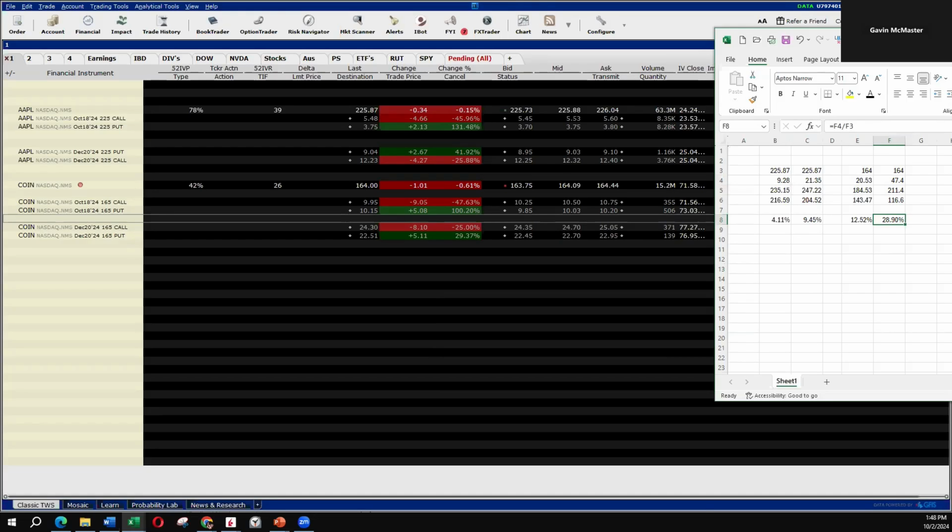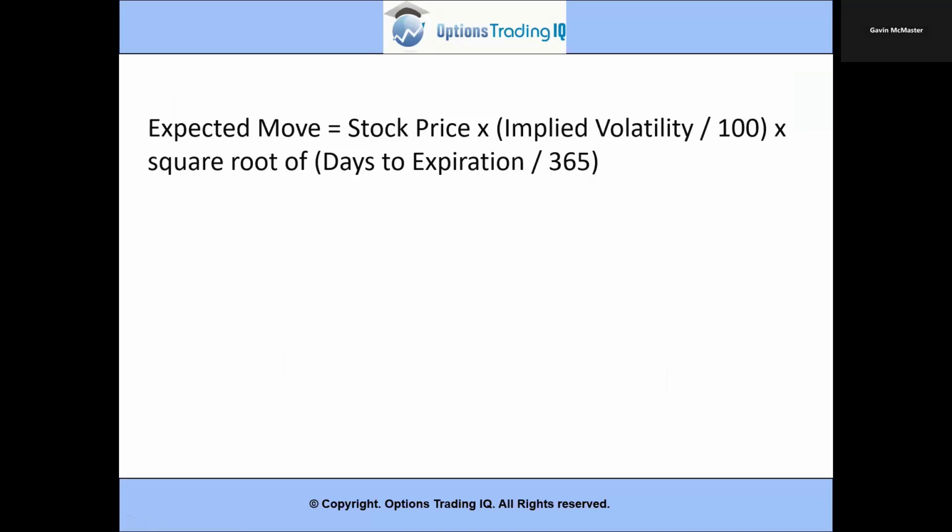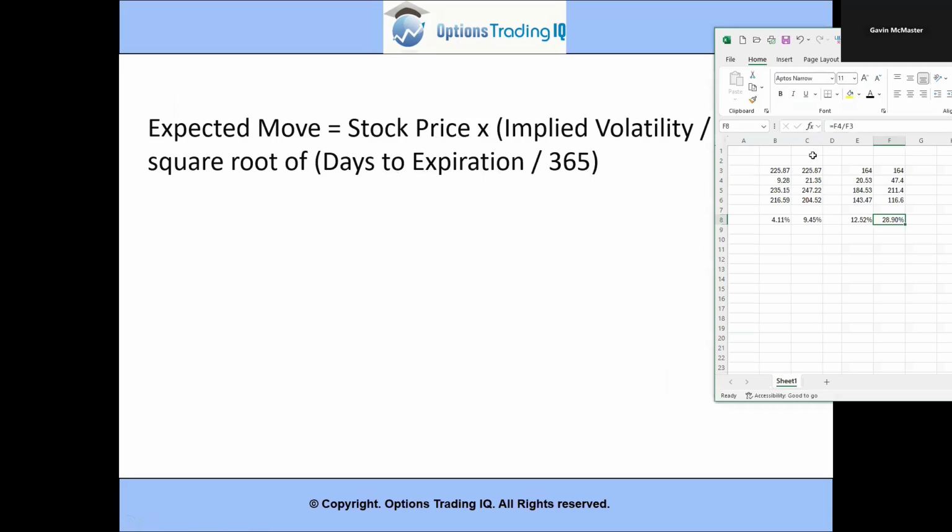Now, there is another way to calculate the expected move. And this is the formula here: stock price times implied volatility divided by 100 times the square root of days to expiration divided by 365. Now, I find this a bit cumbersome. I find it much easier to use this method. Can pretty much guarantee if you use this method or this method, you're going to get pretty much the same number anyway. So I would always use the simpler version of using the at the money straddle.